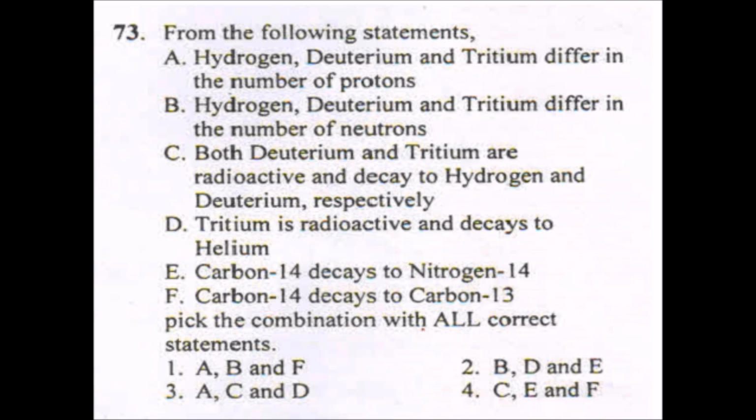Next question: from the following statements, hydrogen, deuterium, tritium differ in number of protons. No, it differs in the number of neutrons. So the second statement, that it differs in the number of neutrons, is true. Both deuterium and tritium are radioactive and decay to hydrogen and deuterium respectively. It doesn't, rather tritium will decay to helium. So the statement D is true, and likewise carbon 14 will decay to nitrogen 14. So B, D, E are true. So the option will be number 2.